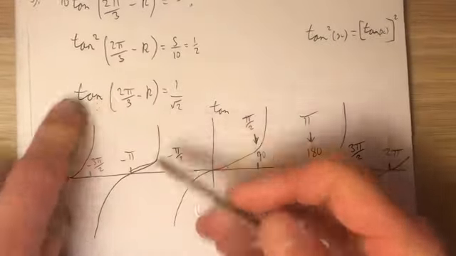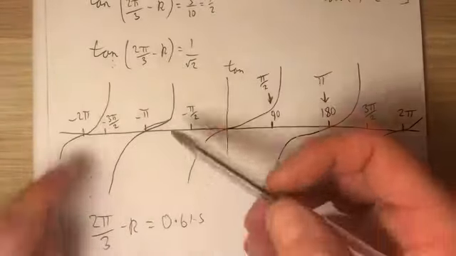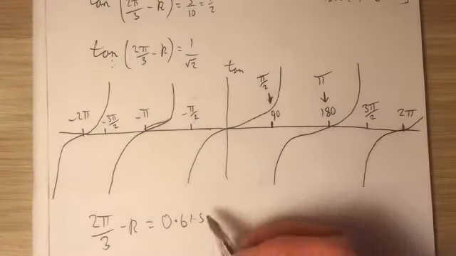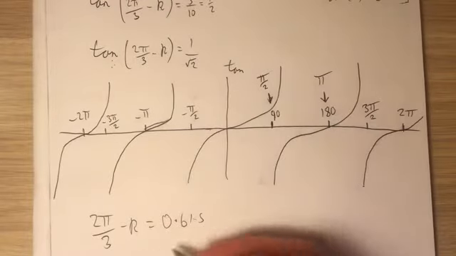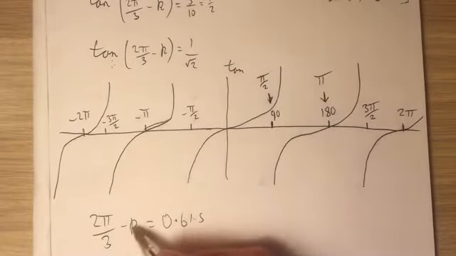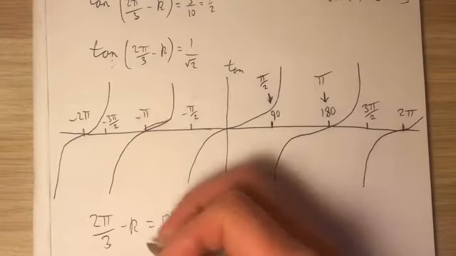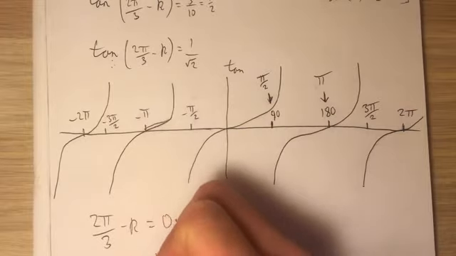So, 2 pi over 3 minus k is going to be 0.615. What happened from here to here? Get rid of the tan by doing inverse tan of that. And I get this. Right. Now I can go ahead and solve this equation. I'm going to add the k onto this side, subtract that onto this side, and I'm going to get k equals 2 pi over 3 minus 0.615.